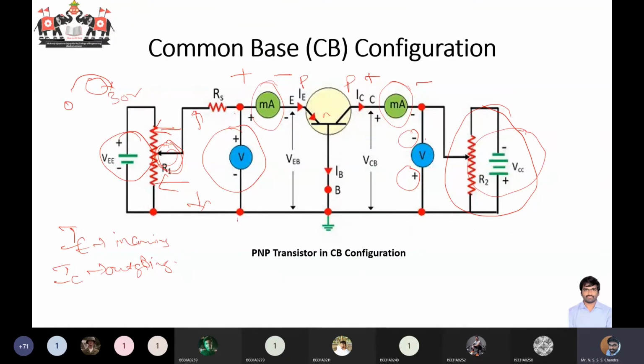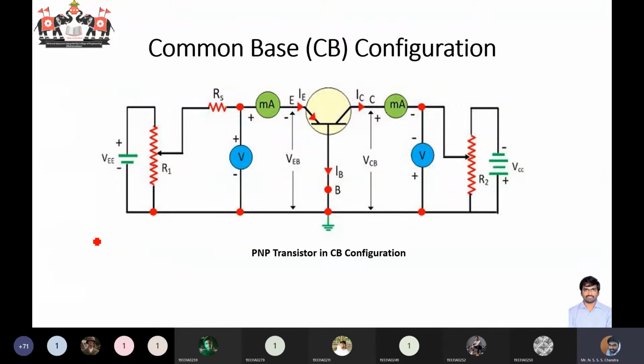Okay, so in this circuit diagram, I'll clear all of these things. So in this circuit diagram, what is your input current? Please tell me what is the input current?